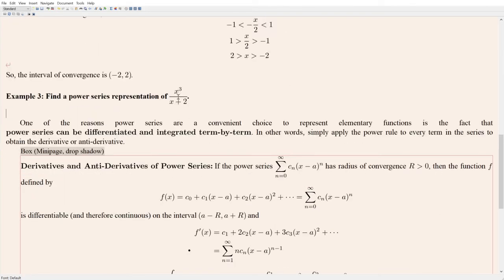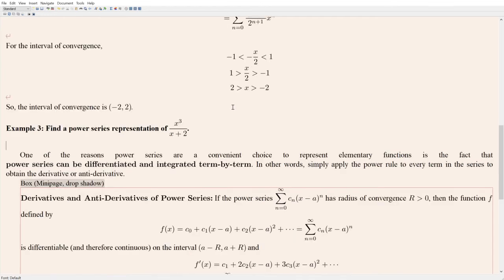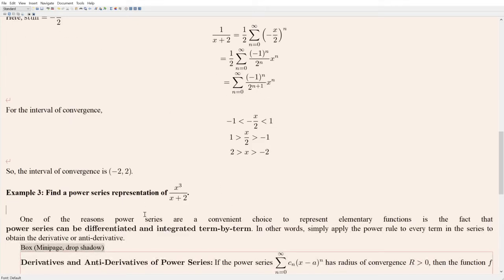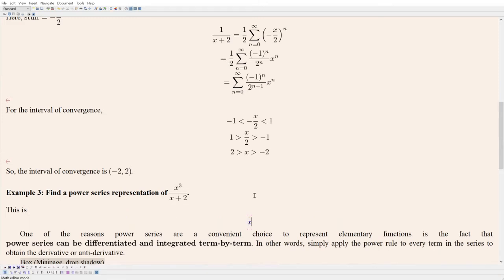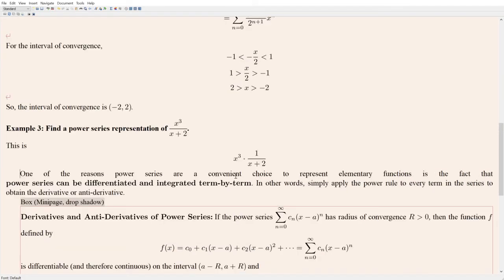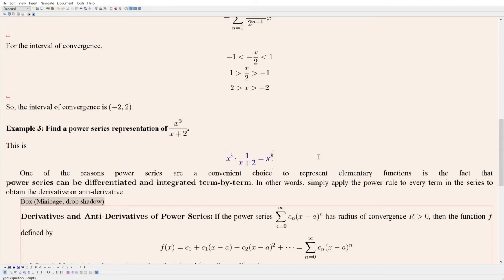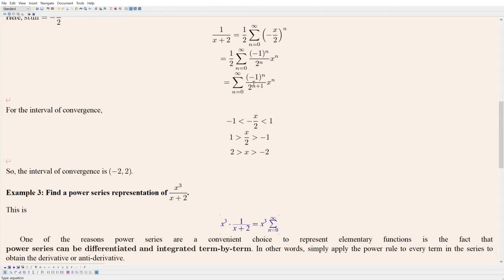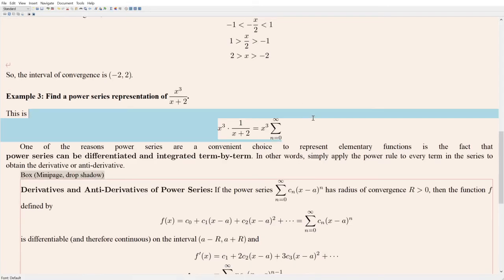What about this dude? Find a power series representation of x cubed over x plus 2. Okay, so don't let this worry you, because this is the same as x cubed times 1 over x plus 2. And we already have a power series representation of 1 over x plus 2, so it's just going to be that power series times x cubed. Right? So there is no additional work that needs to be done here. Literally just plug in the power series that we have already obtained.